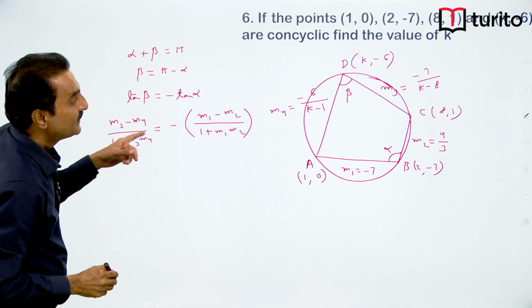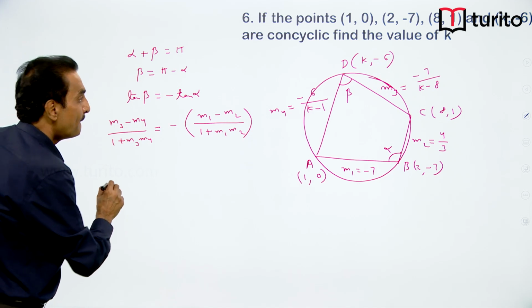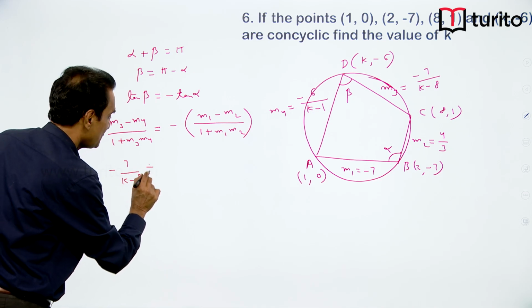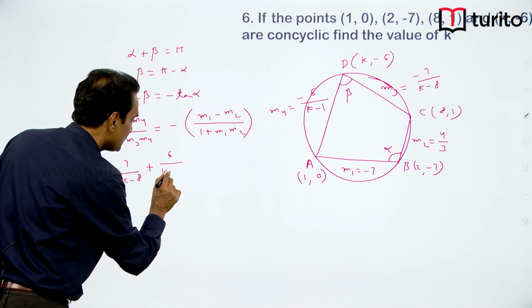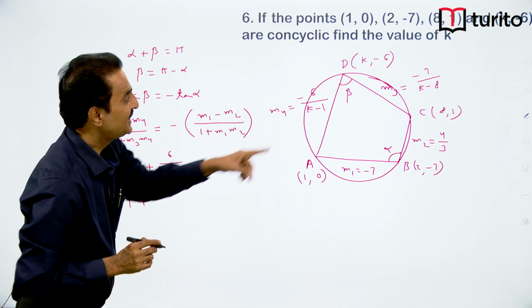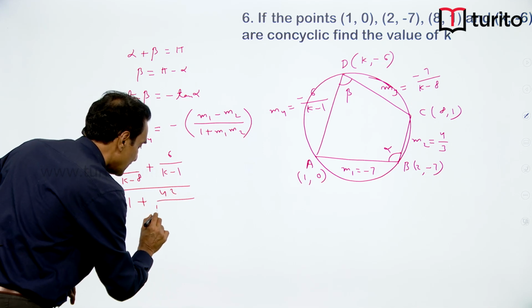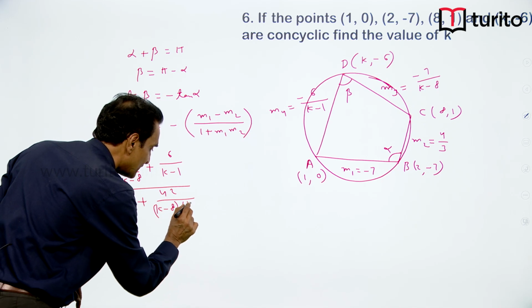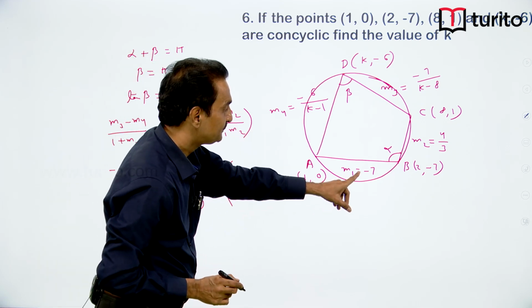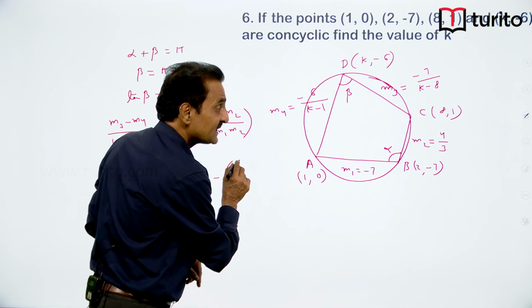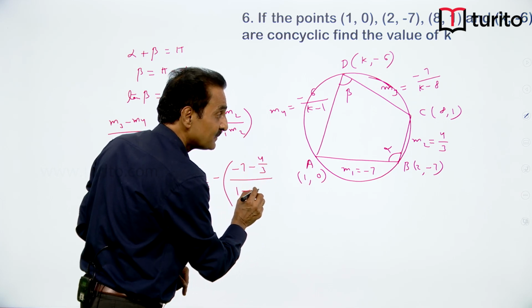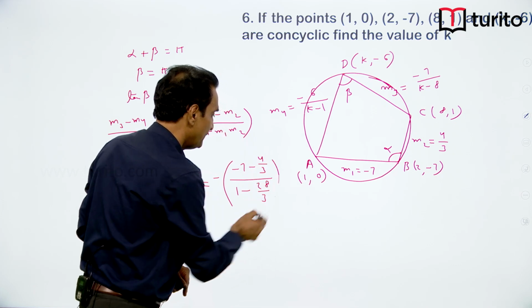Now, substitute. m3 minus m4 will be minus 7 by k minus 8 plus 6 by k minus 1, by 1 plus m1 m2 m3 m4. 1 plus this product is 42 by k minus 8 into k minus 1, is equal to minus of m1 minus m2, this minus this, minus 7 minus 4 by 3, by 1 plus m1 m2 is 1 minus 28 by 3.